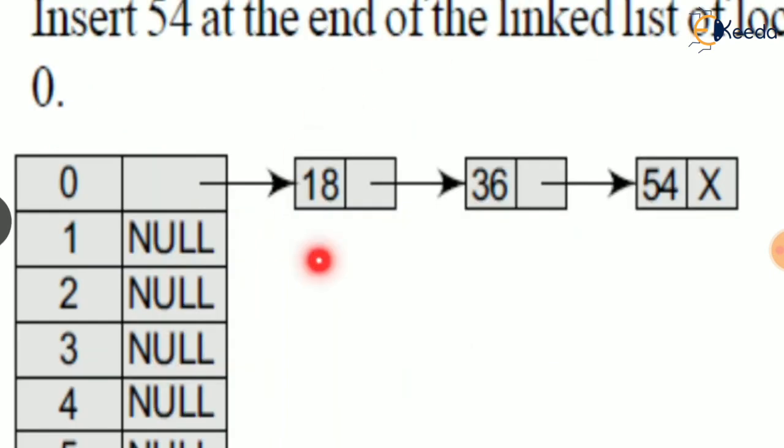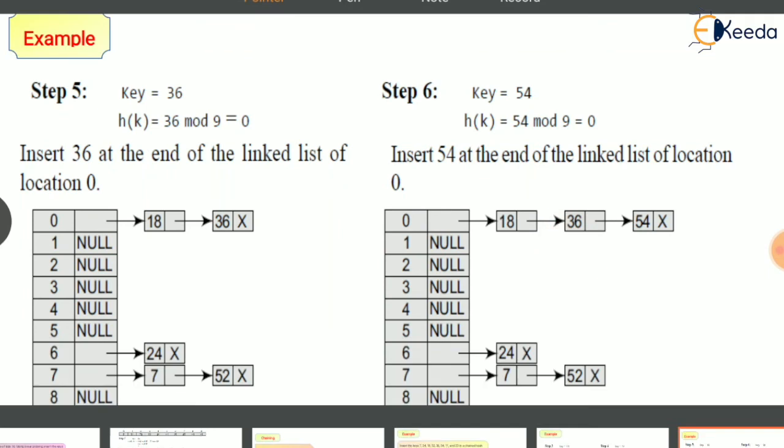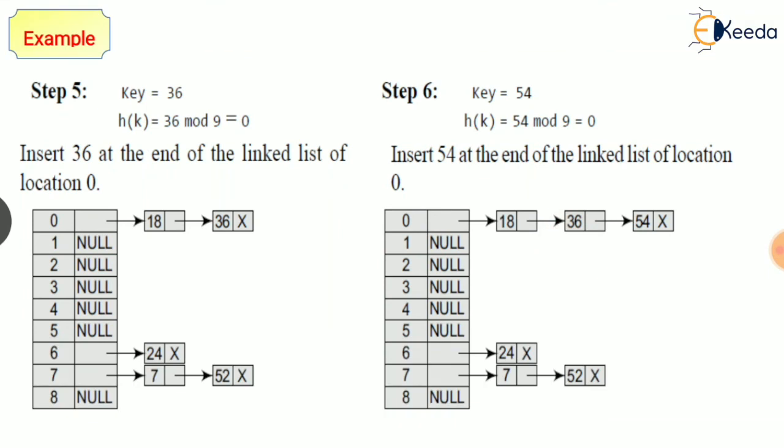Now in step number 6, the key value is 54, and 54 is inserted at the end of the linked list of location 0, because we got 0 three times as the answer for this hash function. For this we are creating a linked list successfully, because we are using the pointer and we are storing the values one by one.